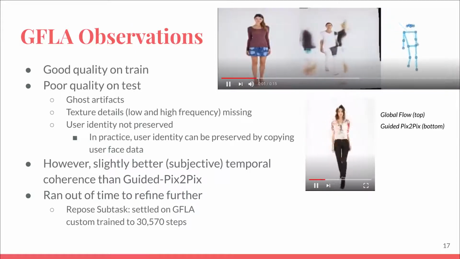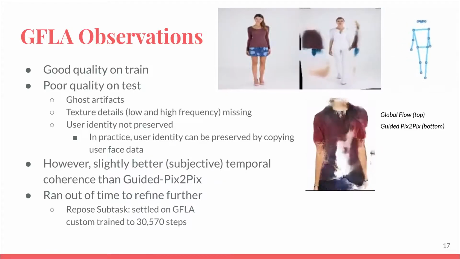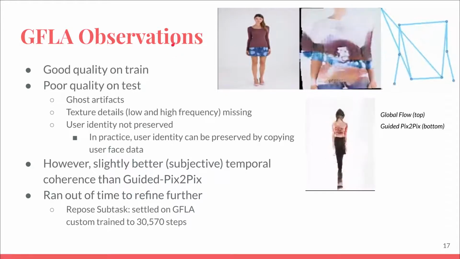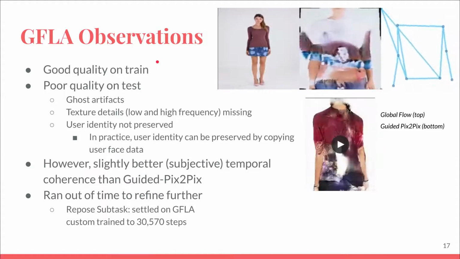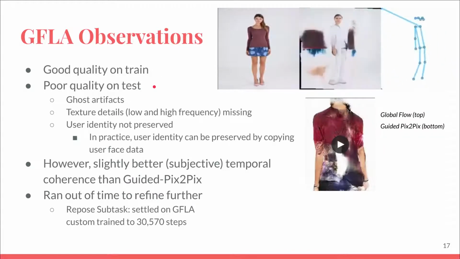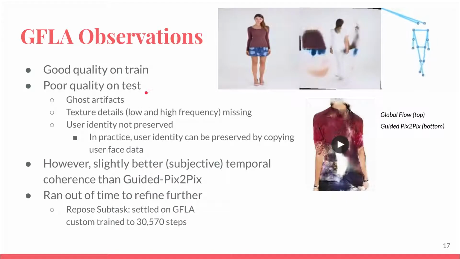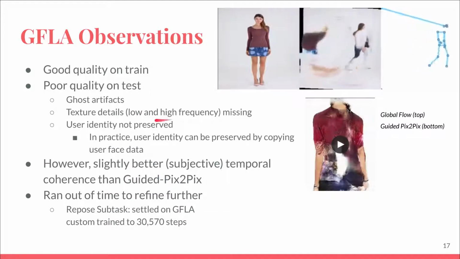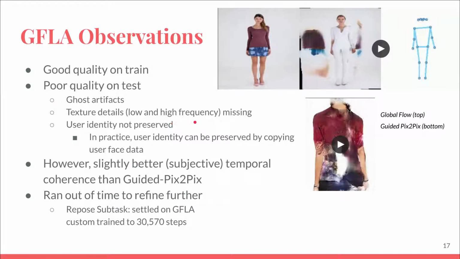So some summary observations about the global flow local attention model is that it achieved good quality on training, but quite poor quality on the test set. As we mentioned, there are ghost artifacts, the low and high frequency details for the textures were missing, and the user identity was not well preserved.